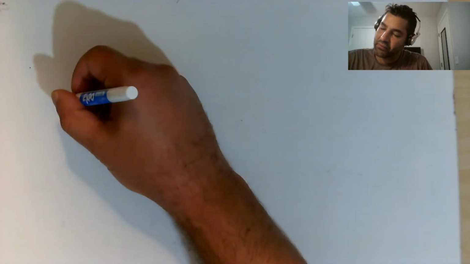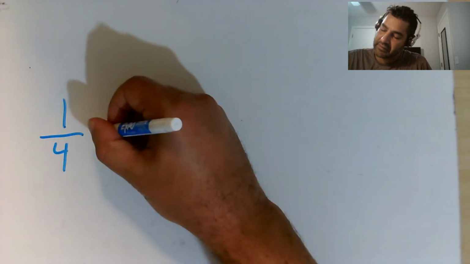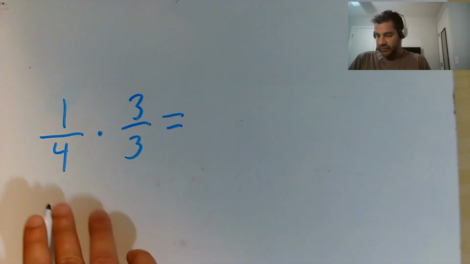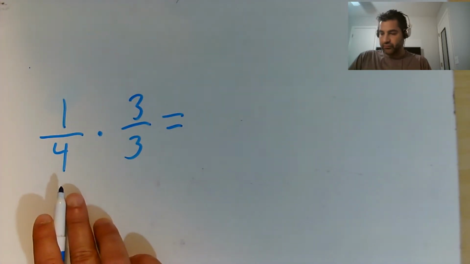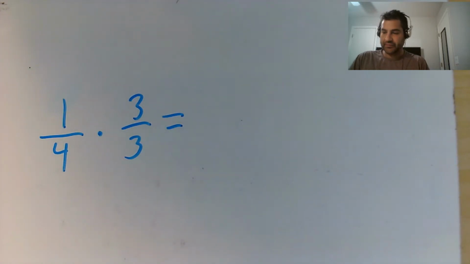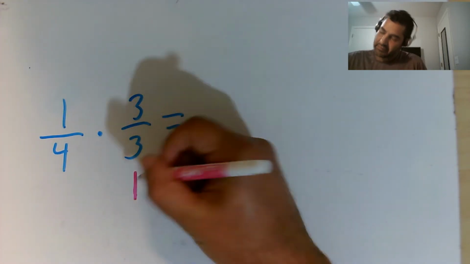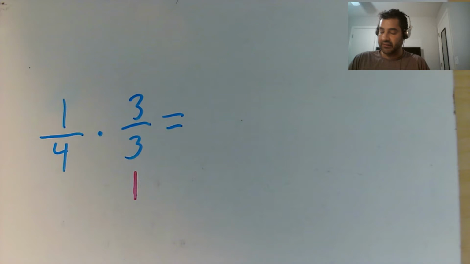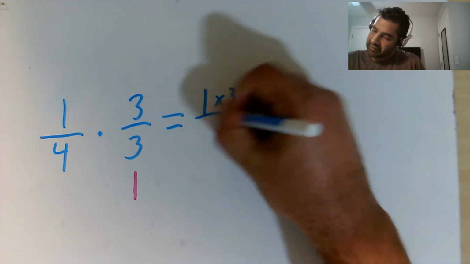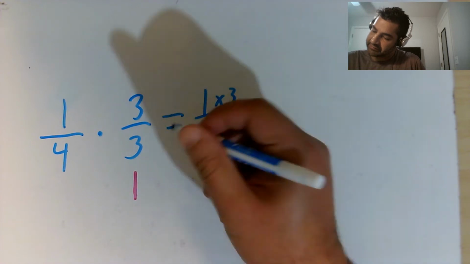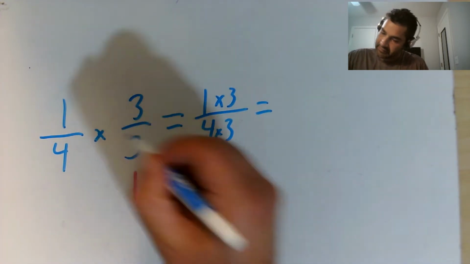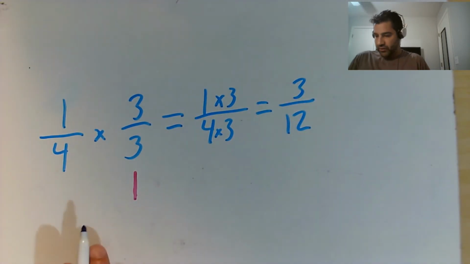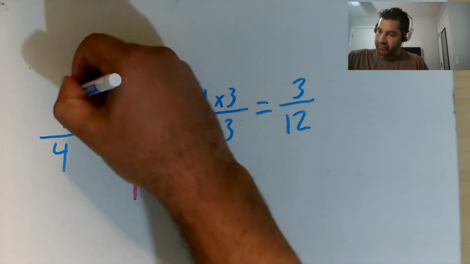So let's say 1/4 times 3/3. What is 3/3 equal to? It's equal to 1. 3 divided by 3 is 1. So 1/4 times 1 should be the same thing, but it comes out to 1 times 3 over 4 times 3 equals 3/12, which is the same thing as 1/4.